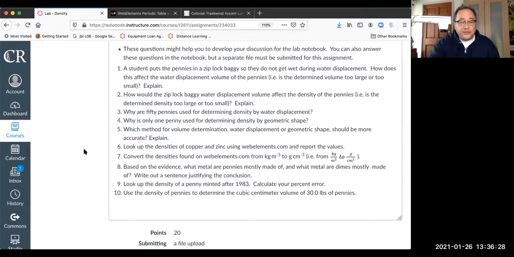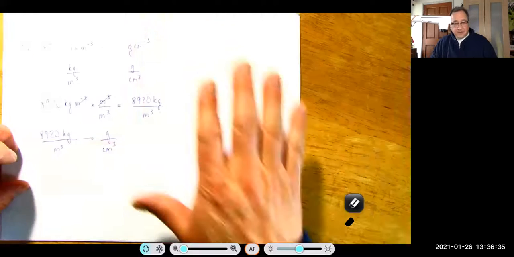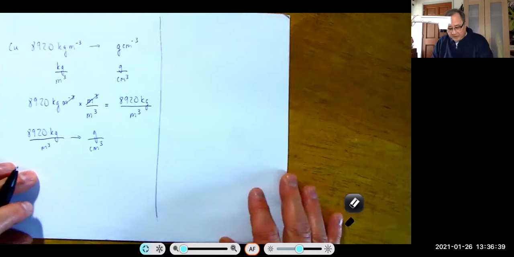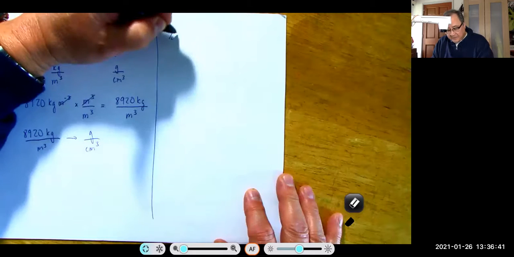So I'm going to do a switch screen. And now you should be able to see my arm. And I'm going to make a little line here. And I'm going to show you how to calculate percent error.